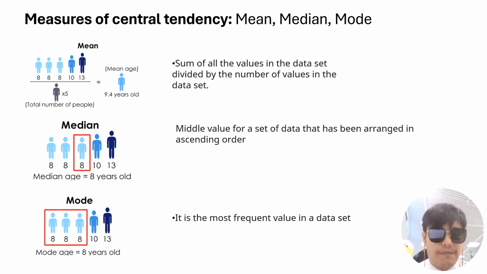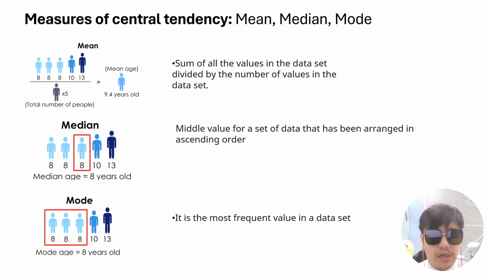So, for example, here is the median age. You arrange all your data. For example, you have 100 people, you arrange them in ascending order in terms of age, and then you find the middle point. That will be your median.